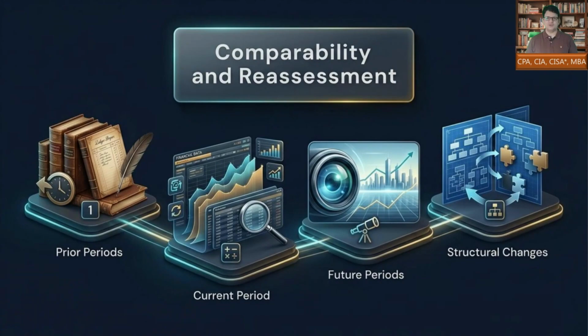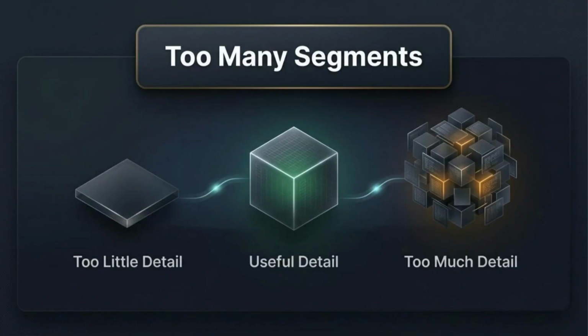Segment determinations are not mechanical forever. Each reporting period requires reassessment. A segment that was useful to disclose in a prior period may continue to be separately presented when that supports comparability. Current period tests must be recalculated using current data. Expected future significance can also matter in judgment. And if internal reporting structures change because of reorganization, acquisition, or divestiture, prior period segment information may need to be restated when practicable. More segment detail is not always better.